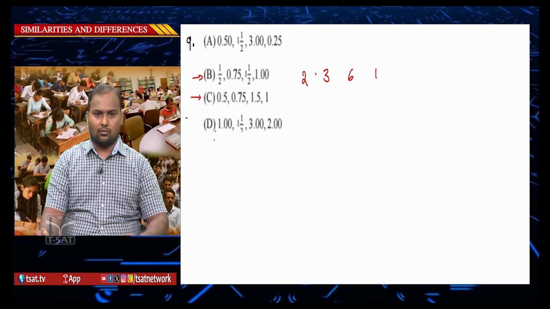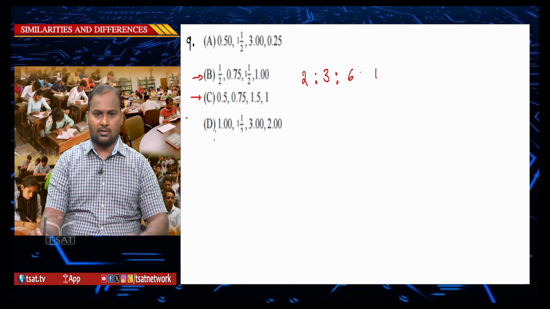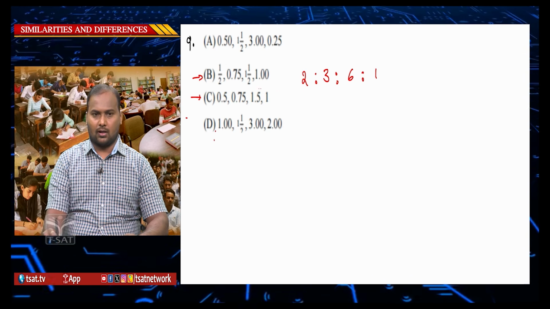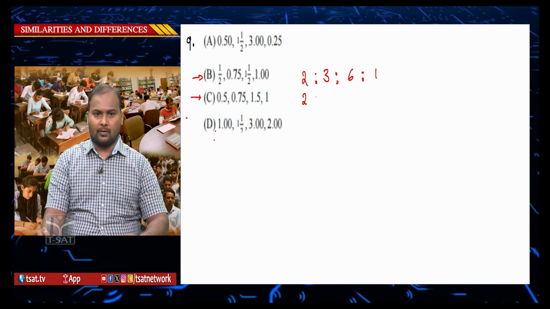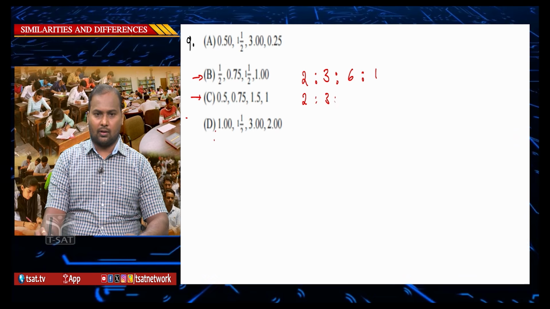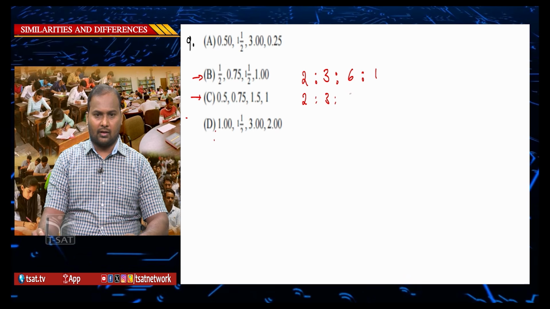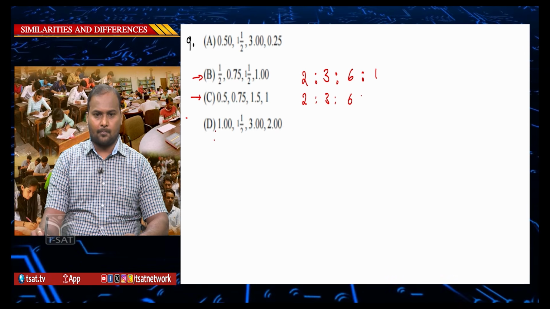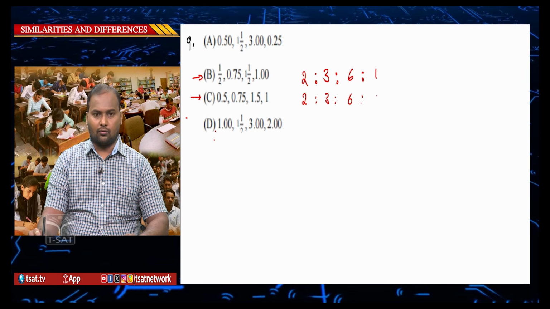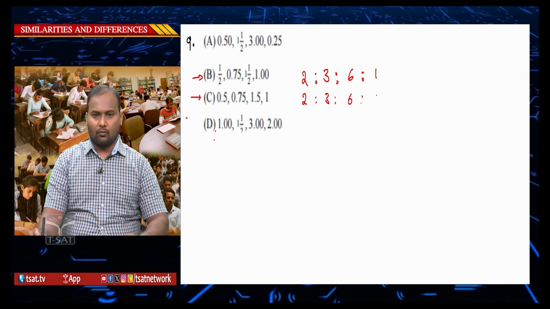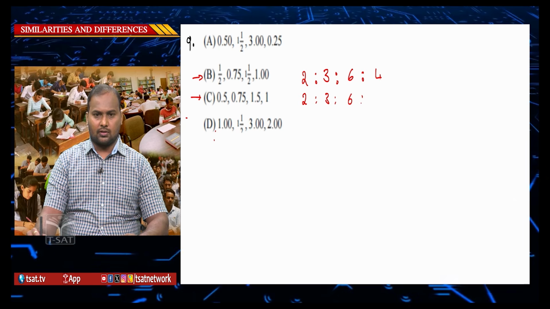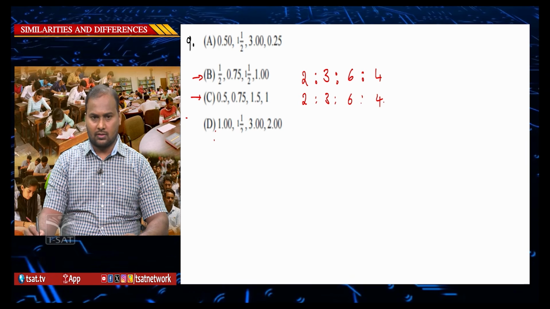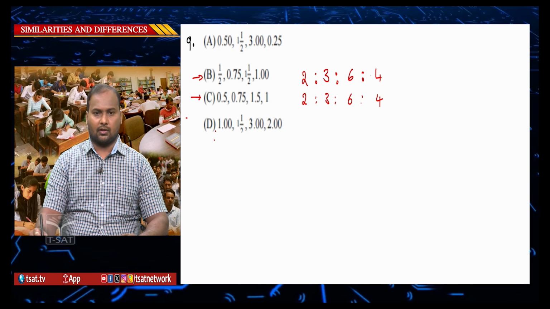So what is the ratio? 2:3:6:1. So this is the ratio. Similarly, option B also: 0.25 into 2 is 0.5, 0.25 into 3 is 0.75, 0.25 into 6 is 1.5. In the same way, 0.25 into 4 is 1. So the ratio is 2:3:6:4. So that is the ratio.